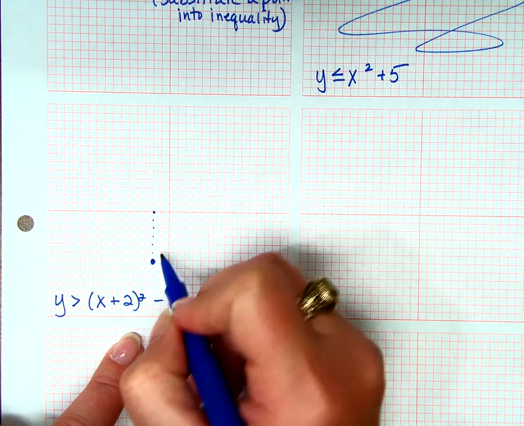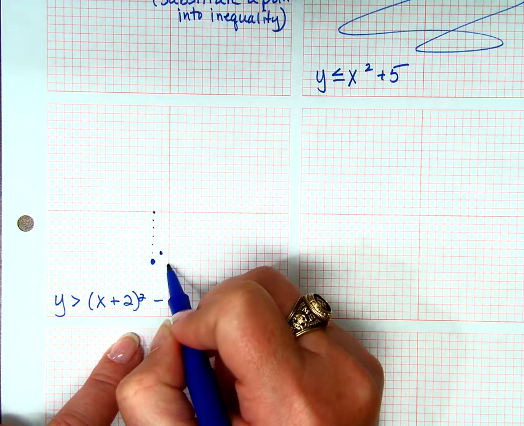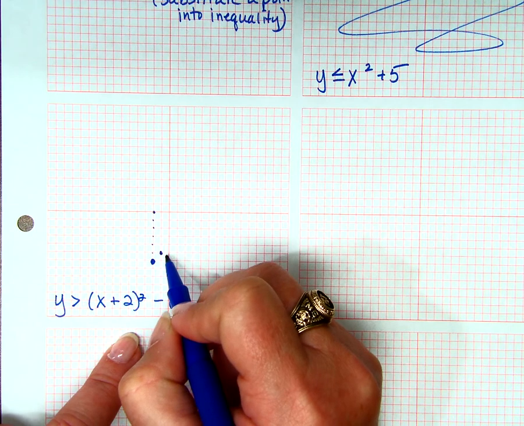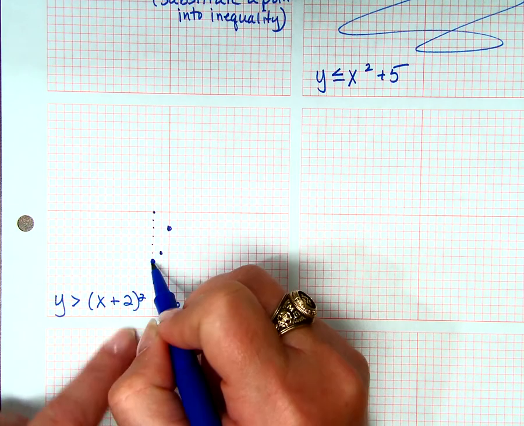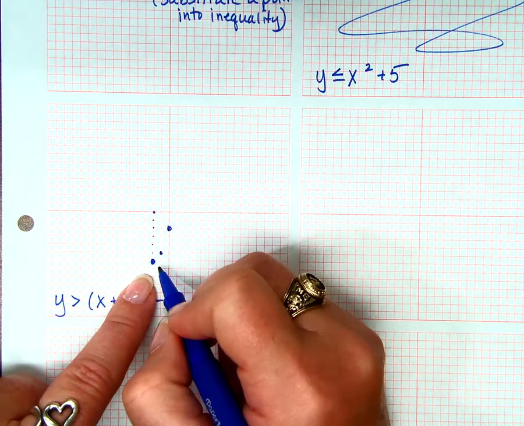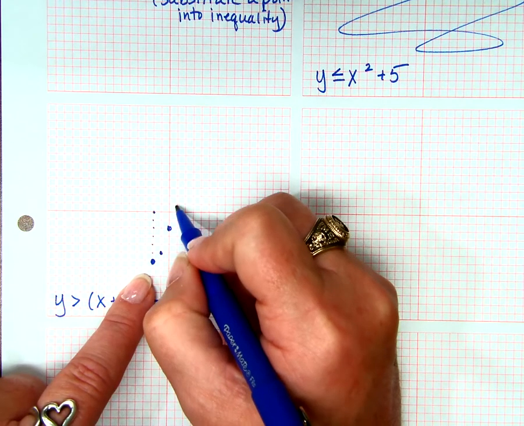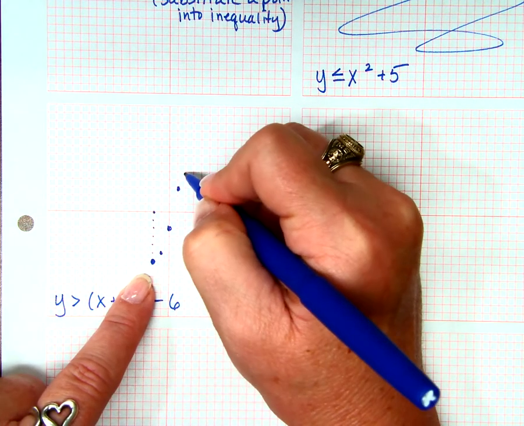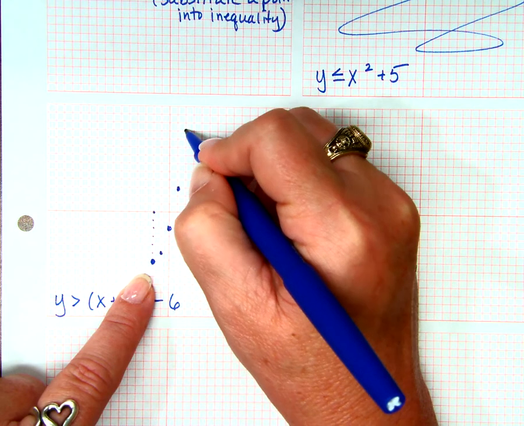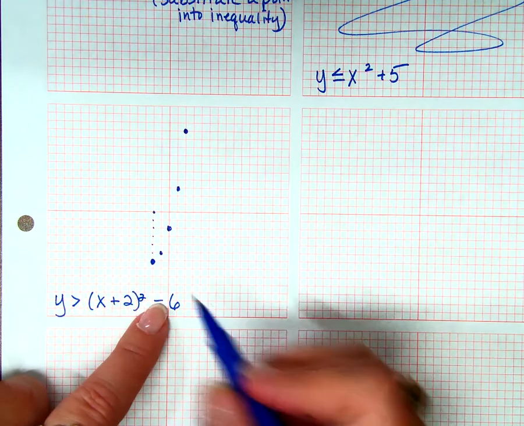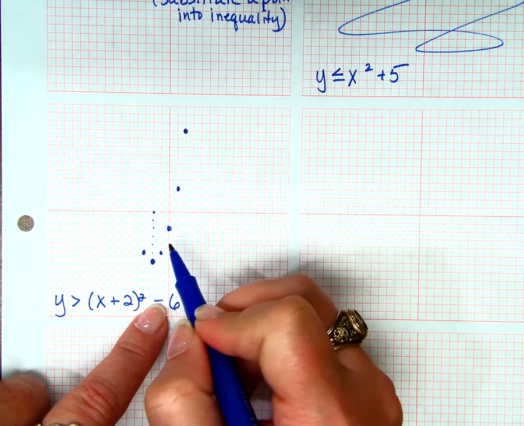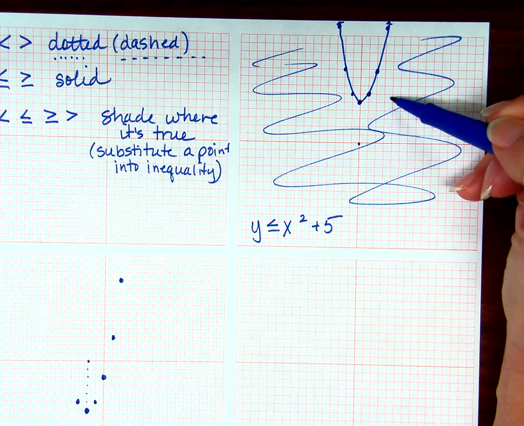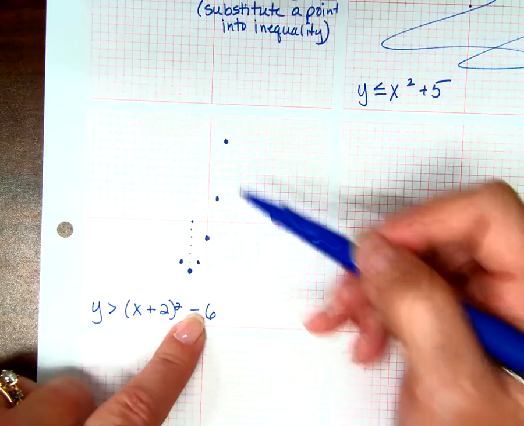So over 1, up 1. Over 2, up 4. From the vertex, right? Not from the origin, but from the vertex. Over 3, up 9. And over 4, 16, right? Because 4 squared would be 16. Now here I didn't go over 4 up 16. Why not? Yeah, there's not enough room, right? There's room here, so go ahead and do it.